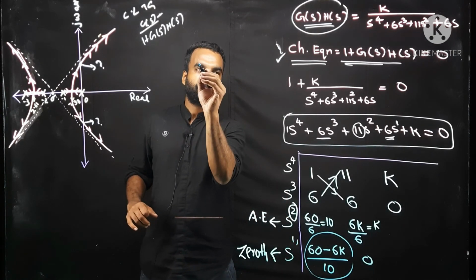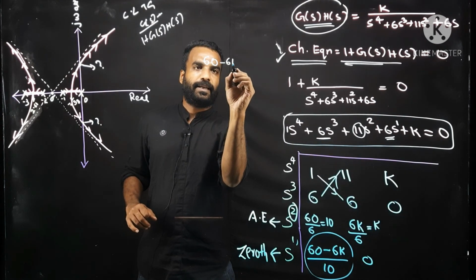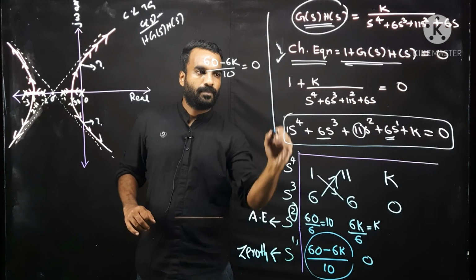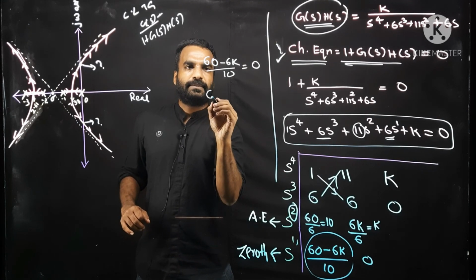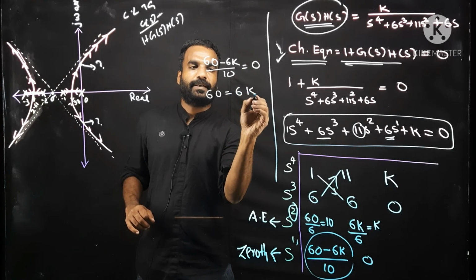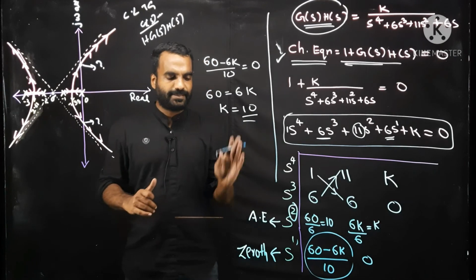Let me write here. (60 minus 6k) by 10 is equal to 0. So 6k is equal to 60. So k is equal to 10. First thing, k is equal to 10.